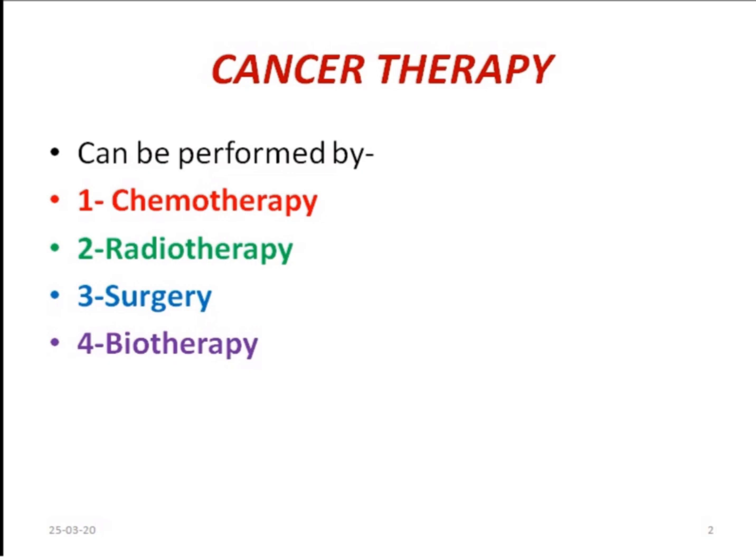Here, these methods are used either as radiotherapy along with chemotherapy, or chemotherapy after surgery, or biotherapy along with surgery. Like that, different combinations of methods can be applied for cancer therapy. Right? Usually, in case of surgeries, whenever some residual cells remain in that particular cancer site, they go for chemotherapy as well.